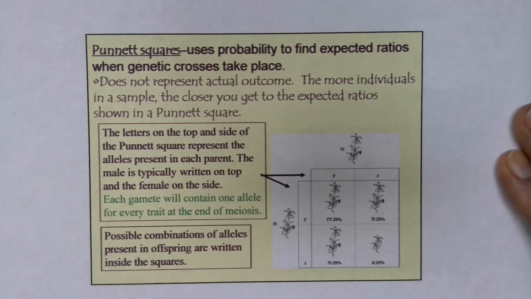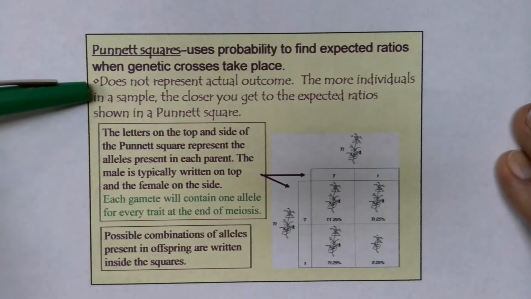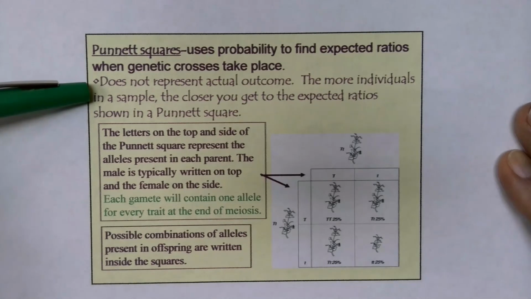All right, so then Punnett squares are going to use probability for us as students, teachers, scientists, whatever, to find expected ratios when genetic crosses take place, okay? So notice that this says with this little bullet, these do not represent the actual outcome, like I just said, okay, as far as male versus female children, that in theory, somebody could have a family that has 7 siblings, so there's 8 kids and they're all males, or they're all females, right? So this is just what's possible, okay?